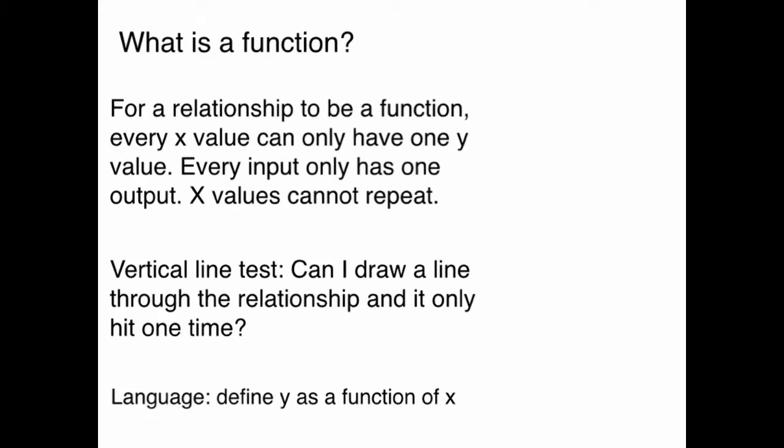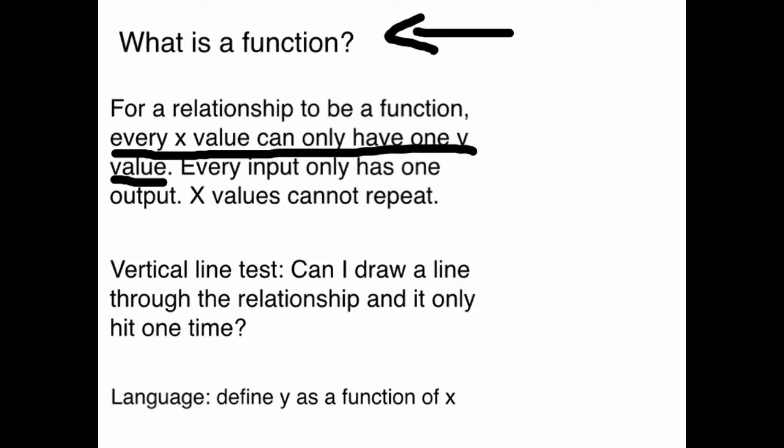Today we're going to be talking about what a function is, and we discussed this a little bit before the benchmark, but it's just a nice reminder. So at the top of your notes page, go ahead and write, what is a function? Remember, for a relationship to be a function, every x value can only have one y value. Go ahead and write that part in your notes page. Another way to say that is that every input only has one output. So your x values cannot repeat.